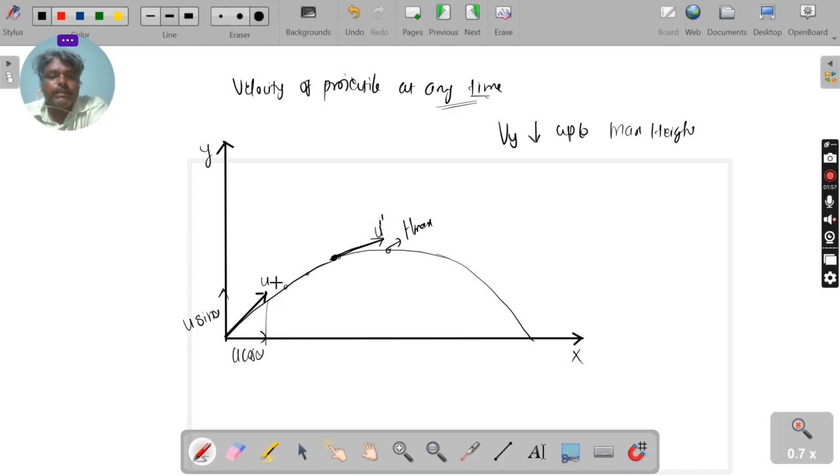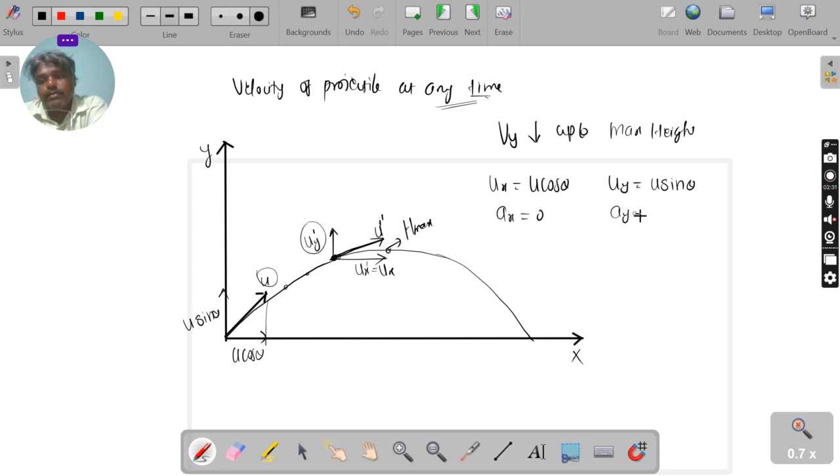Because the u value is decreasing while moving up, the vertical component velocity u y dash is decreasing, but the horizontal component velocity does not change. Ux dash equal to ux. So here ux, the initial horizontal component velocity, is u cos theta. Initial vertical component velocity is u sin theta. So horizontal component acceleration is 0. Vertical component acceleration is g, which is constant.